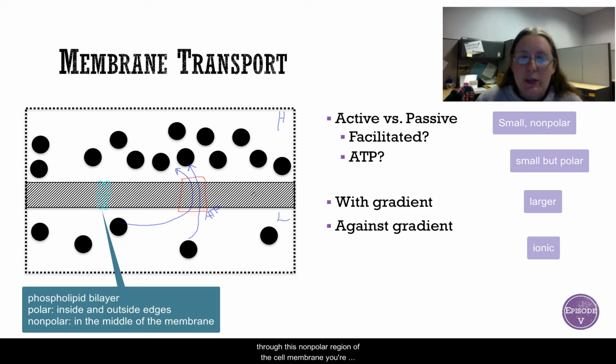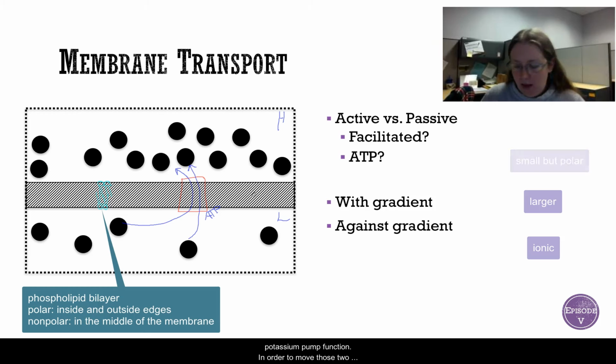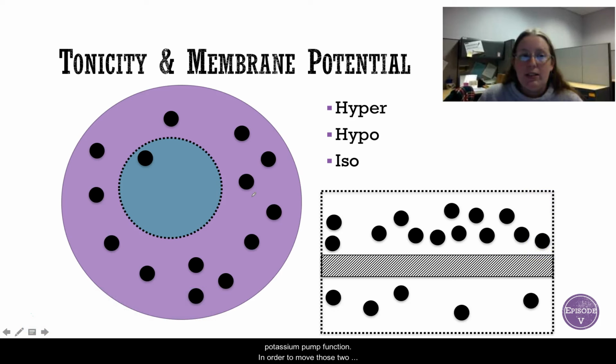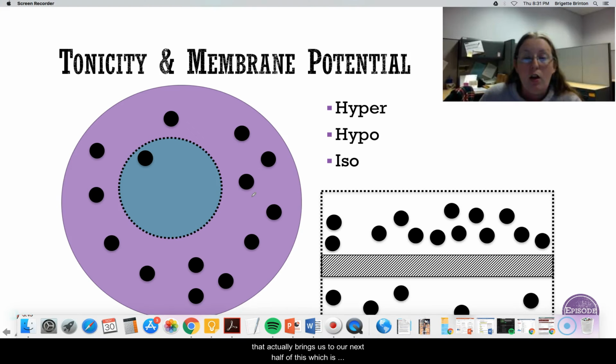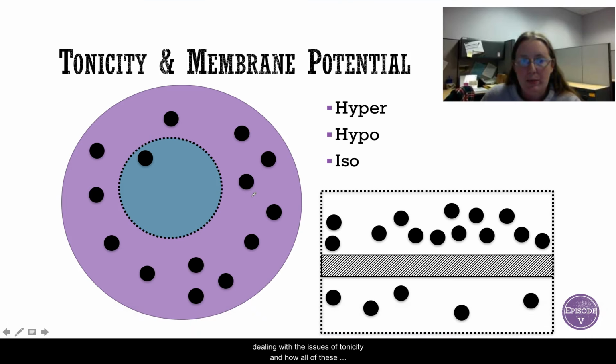Endocytosis and exocytosis. Examples of this type of molecule are going to include very large things such as functional proteins and ions. So, for example, sodium-potassium pumps function in order to move those two highly charged ions back and forth across a cell membrane. That actually brings us to our next half of this, which is dealing with the issues of tonicity and how all of these ways to move solutes back and forth across a membrane allow us to create and use membrane potentials.